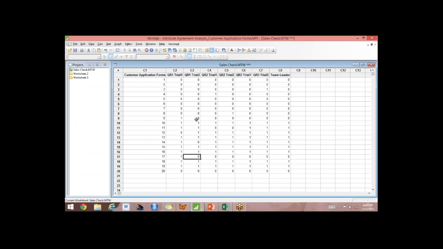So out of 20, there are 4 places where the quality representative does not agree with himself. So from 20, if I take out 4, the remaining is 16, right? And that is the 16 which is appearing here. So 16 times it matched with itself. So quality representative 1 agreed with himself on 16 occasions with respect to 16 customer application forms. If I simply divide 16 by 20 and multiply by 100, I get 80%.